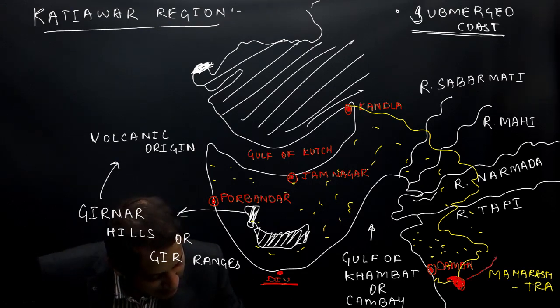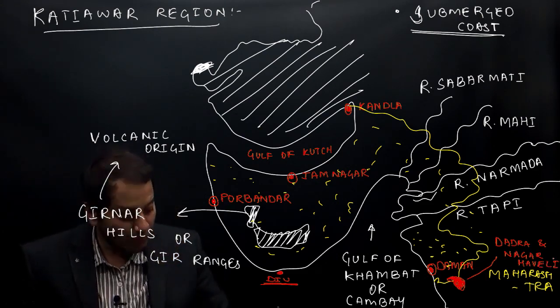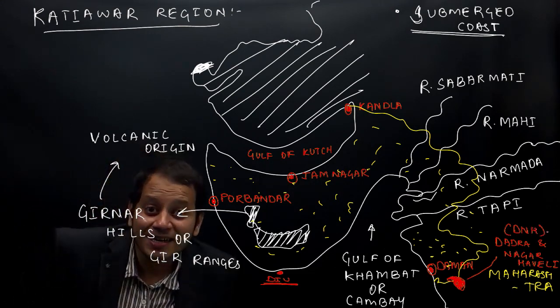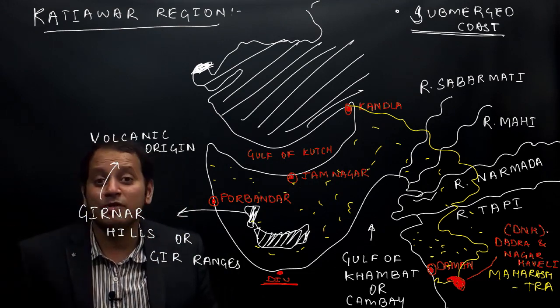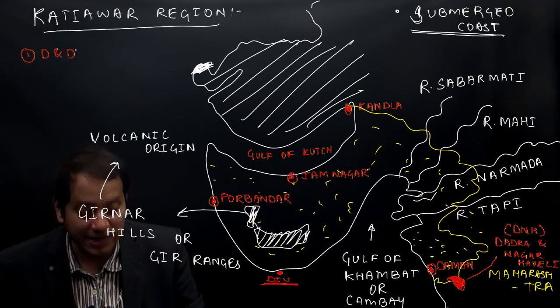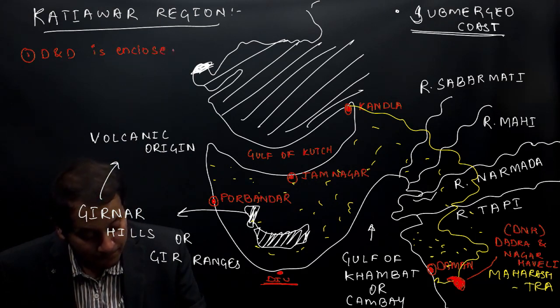What is this union territory here? It is Dadra and Nagar Haveli. Or what it is known as? It is known as DNH. So the Dadra and Nagar Haveli, the UPSC will give you some questions like this. Statement 1. Daman and Diu, DND, is enclosed by Gujarat.